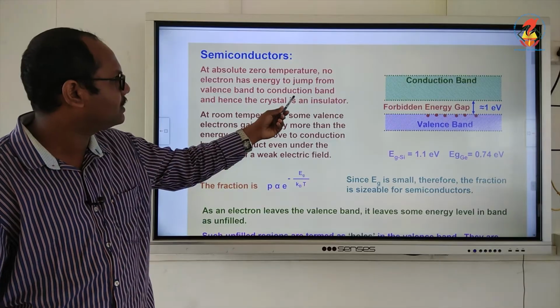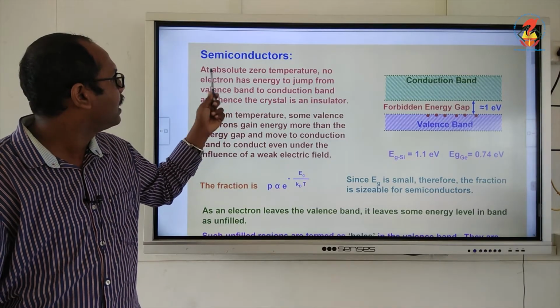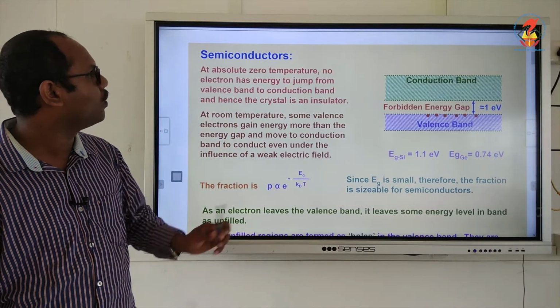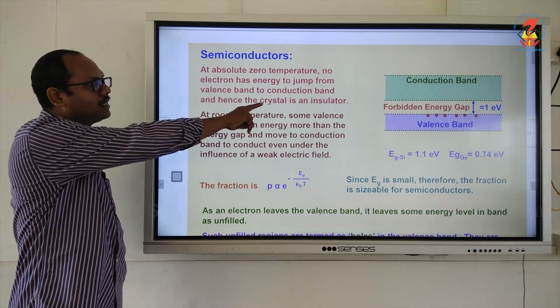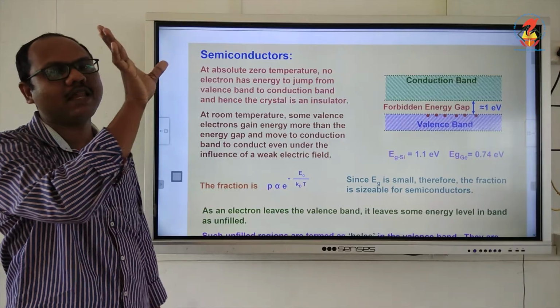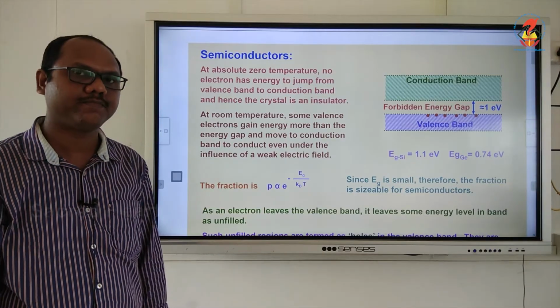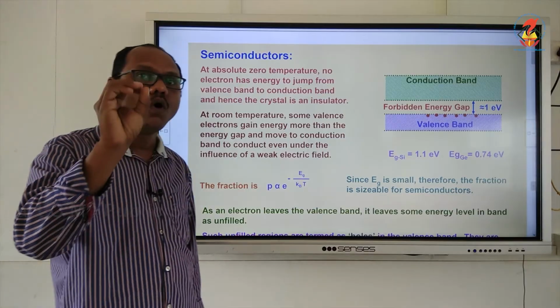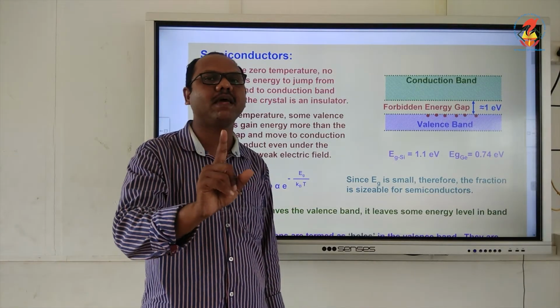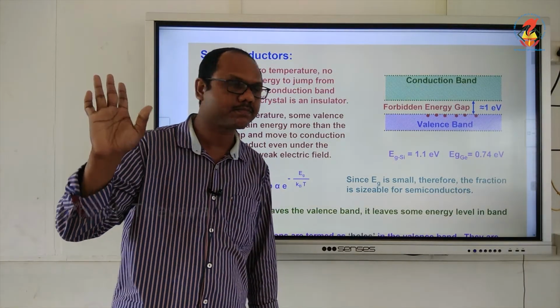Look at the first sentence which I have written. At absolute zero temperature, no electron gets energy to jump from the valence band to the conduction band. Hence, the crystal will behave like an insulator. So think about that point carefully. At absolute zero, all the semiconductors behave like purely insulators.